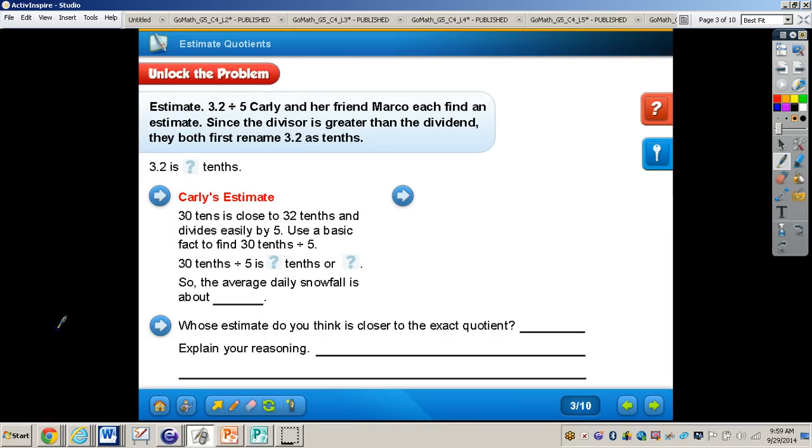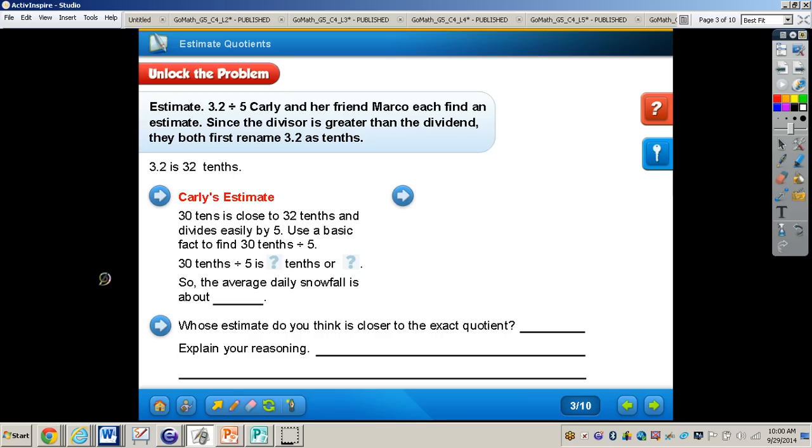Now let's take a look at this problem here. So if we're taking a look at 3 2/10 divided by 5, we have Carly and her friend Marco each find an estimate. Since the divisor is greater than the dividend, they both first rename 3 2/10 as tenths. Okay, so what we have here, 3 2/10 is 32 tenths.